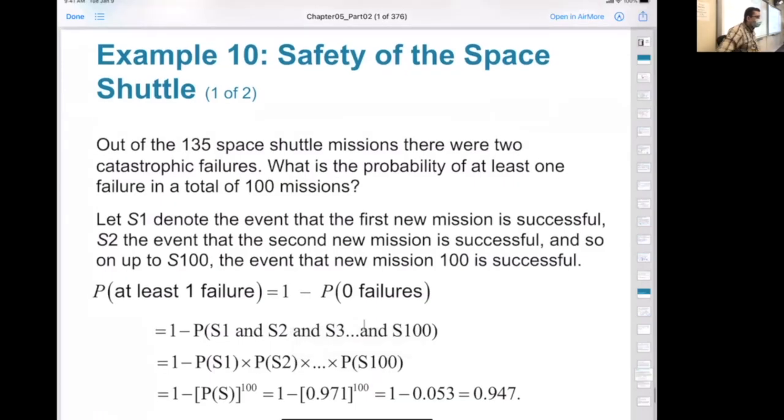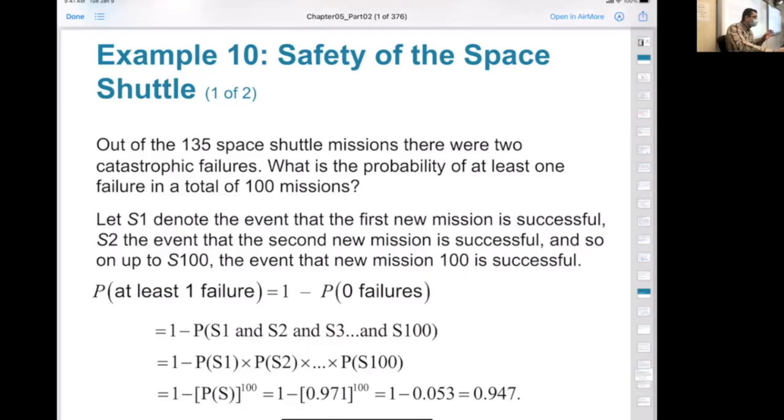In this example, out of the 135 space shuttle missions, there were 2 catastrophic failures. What is the probability of at least one failure in a total of 100 missions? Here we suppose that S1 denotes the event that the first mission is successful, S2 is the event that the second mission is successful, and so on until S100, the event that mission 100 is successful. We need to find the probability of at least one failure in the total of 100 missions.